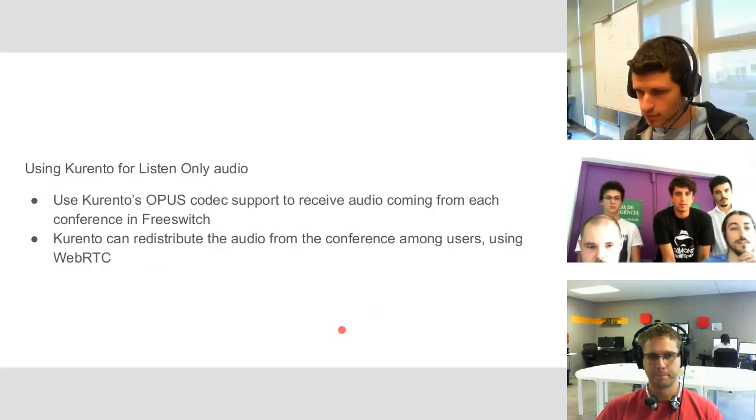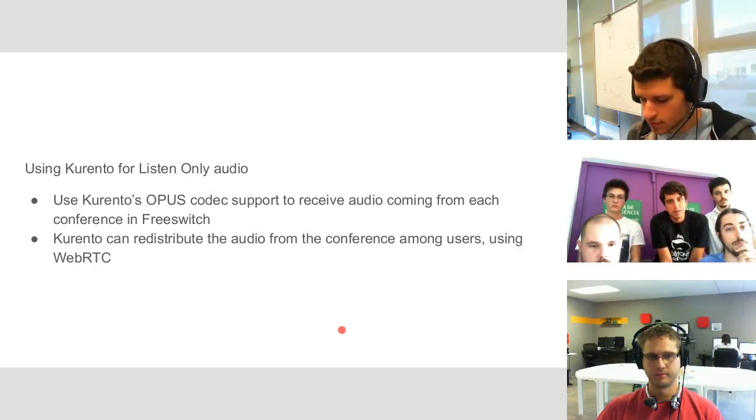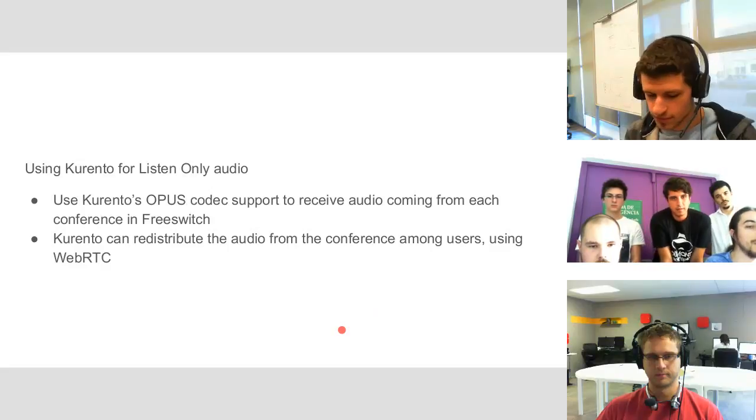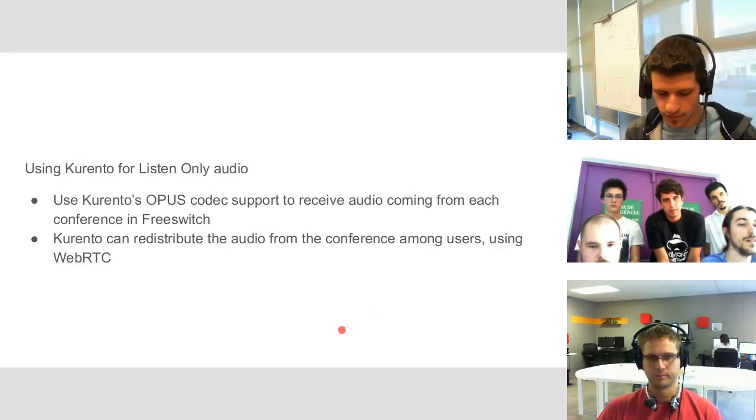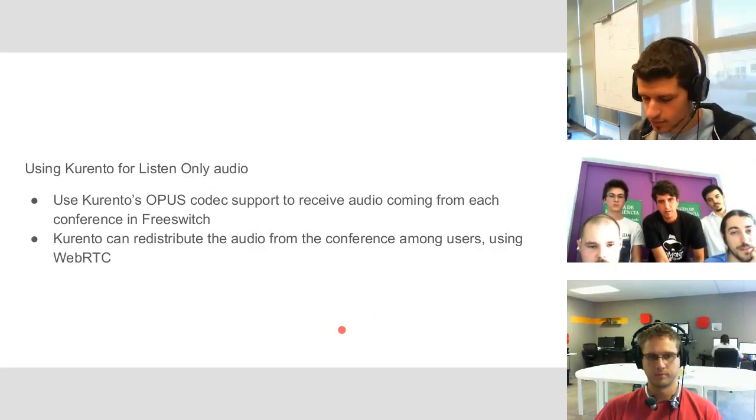Since we are using the Kurento Media Server for investigating HTML5 video, we decided to try it for the WebRTC listen-only audio. The main idea is kind of simple. We just need to send the audio coming from the FreeSWITCH to Kurento, and then redistribute that audio to the other persons in the conference. We did some prototype, and it just needs more work.